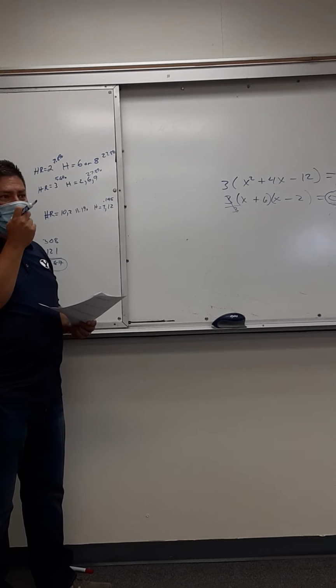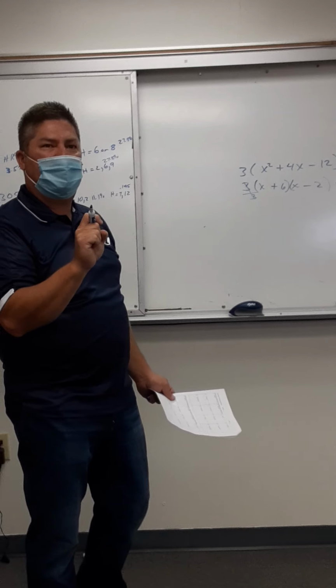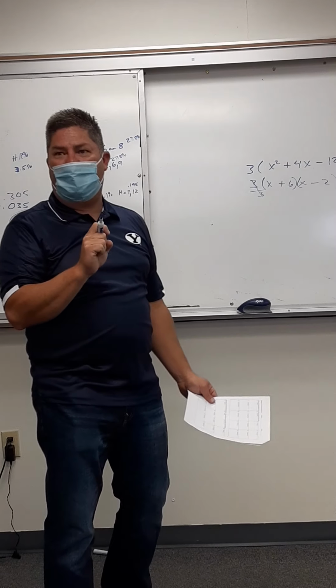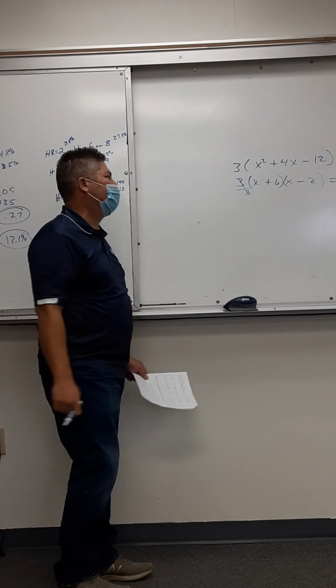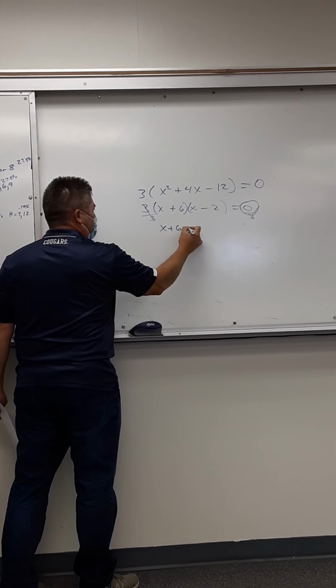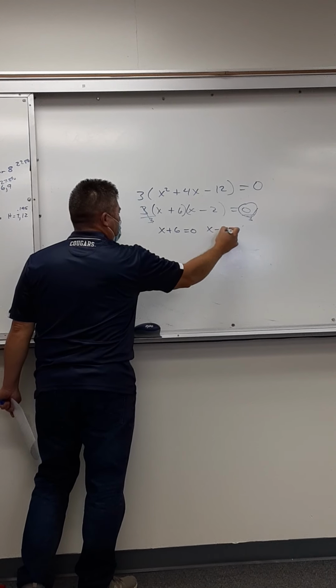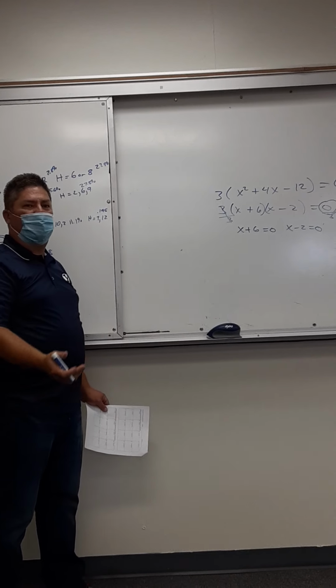You with me on that? So you only set factors equal to 0 that have a what in them? An x. That's something you might want to write in your notes. You only set things equal to 0 that have an x in them. So this is going to be x plus 6 equals 0, and x minus 2 equals 0. Now what? Solve this really quick for us, Alejandro.